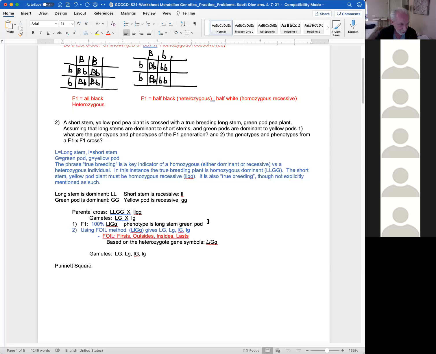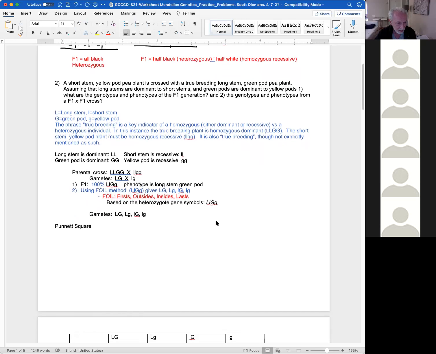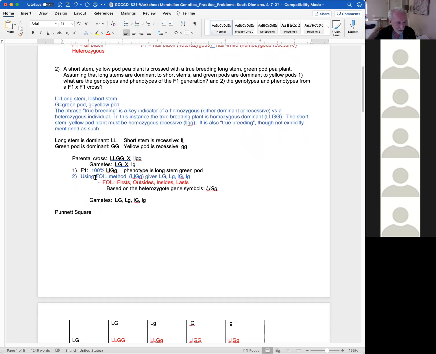So then we're going to cross one of these with another just like it. Take two F1s and cross them with each other. So what are the gametes? There's the so-called FOIL method that some people like to use, which means firsts, outsides, insides, and lasts. And what that gives you, this is a method from mathematics.